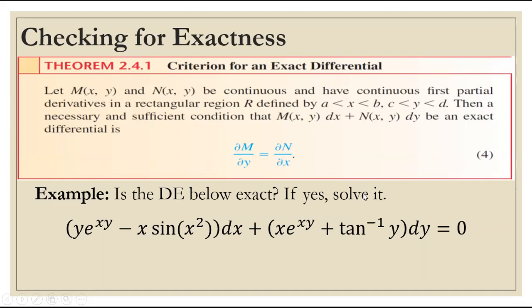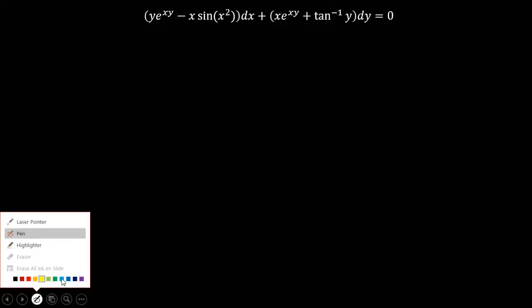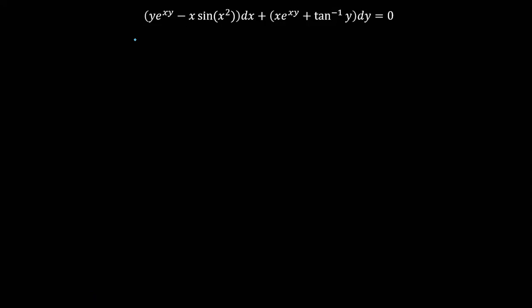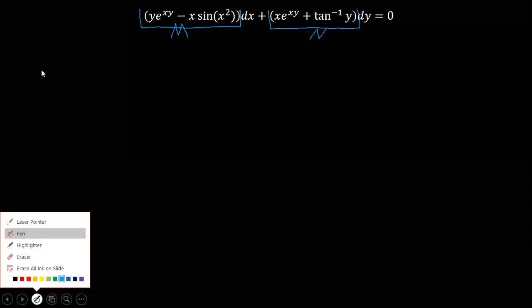Let us go to a black slide here, and I'm going to use the yellow. Before the yellow, just a minute. Let me determine your f and your m and your n. The coefficient of dx, this is my m, and the coefficient of dy, this is my n.